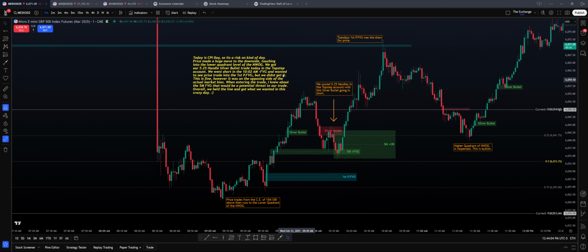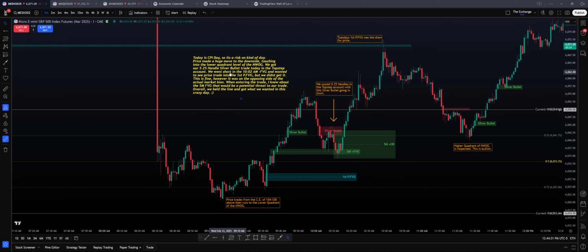So I'm going to go over the little yellow paragraph here. Today is CPI day, so it's a risk on kind of day. So we, of course, started trading micros, and I wanted to lower risk as much as possible, trading just one contract and the 5.12 handles. Price made a huge move to the downside, touching into the lower quadrant level of the new week opening gap. We got our 5.25 handle silver bullet trade today in the Top Step account, so I'll show you that here shortly.